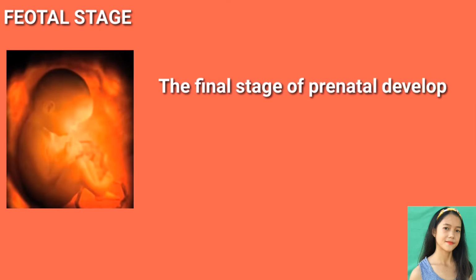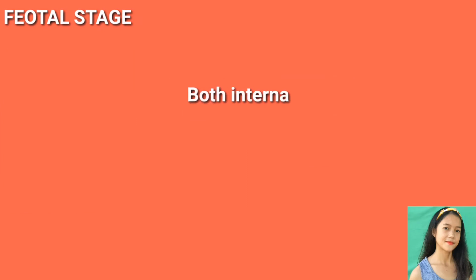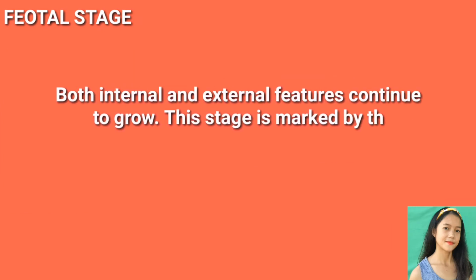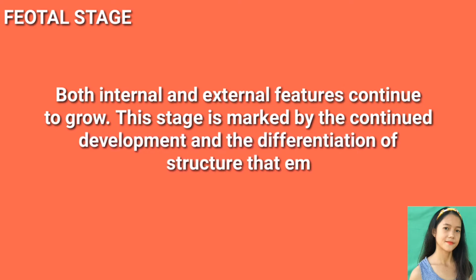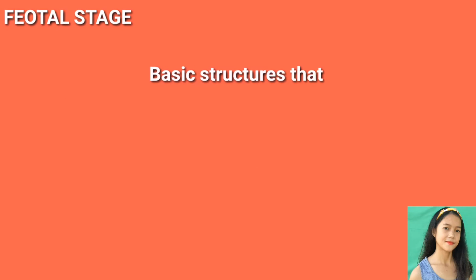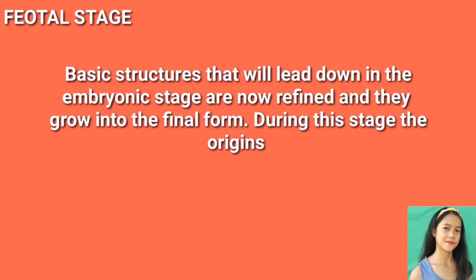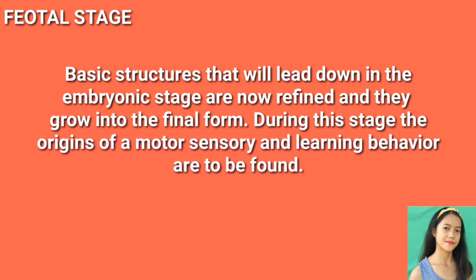The fetal stage. It is the final stage of prenatal development. This starts from the end of the 8 weeks and lasts until birth. Both internal and external features continue to grow. This stage is marked by the continued development and differentiation of structures that emerged during the embryonic stage. Basic structures that were laid down in the embryonic stage are now refined and grow into their final form.